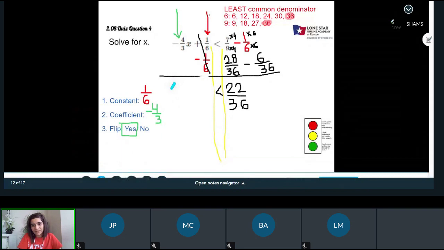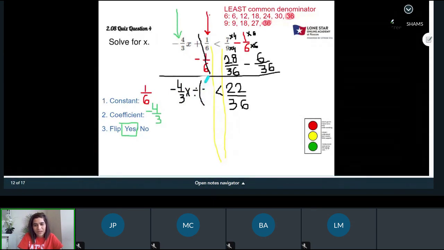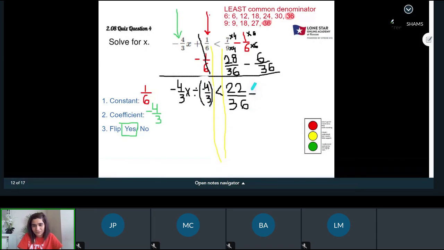On the left side, we originally had negative 4/3 x. And to get rid of negative 4/3, I said I will divide it by negative 4/3. What I do to one side, I will also do to the other side. And here is some division with fractions. I will divide this one also by negative 4/3.